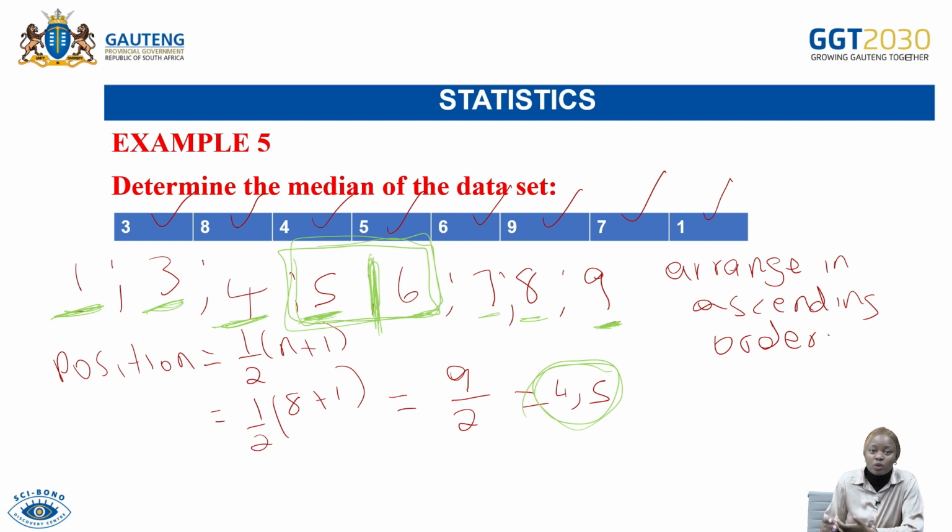So in this case, what do you do if you've got two values that are your median? You are going to say your median is given as 5 plus 6 all over 2. So 5 plus 6 is going to give you an 11, and then you divide it by 2, it is going to give you 5,5. So it means your median is given as 5,5.